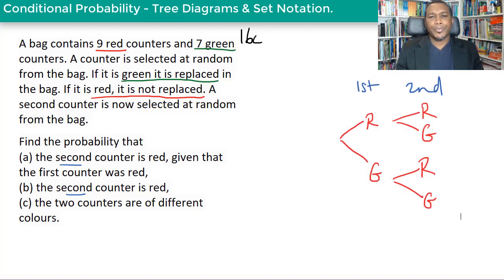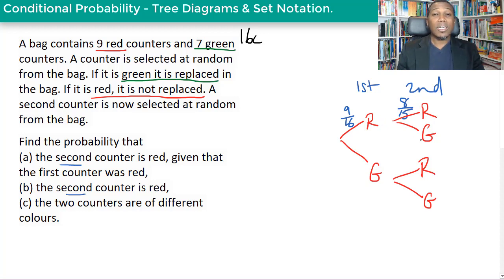Right, so the probability of getting red the first time: there are 9 red counters and 16 in total, so the chance of getting red is 9 on 16. Now the second time red, and this is where it gets really interesting, because it says if it is red, it is not replaced. Not replaced means I took out a red, so I no longer have 9 red, I now have 8 red. And I no longer have 16 counters, I now have 15. So the chance of getting red the second time around will be 8 on 15.